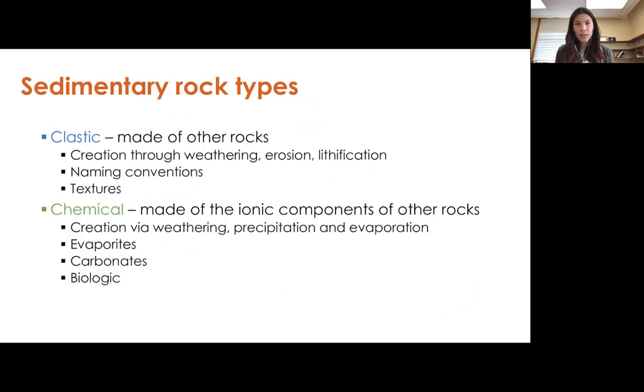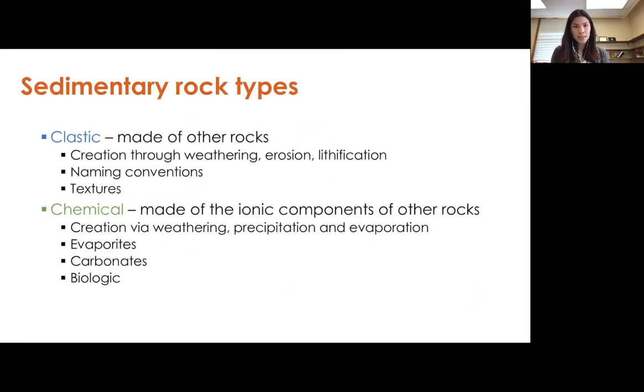All right, so moving on to sedimentary rocks, we have two main types of sedimentary rocks that we'll cover today. The first are clastic rocks, and these are sort of the traditionally thought of sedimentary rocks. They're made of other rocks that have broken up through weathering and erosion, and then they've been lithified into a sedimentary rock. So we'll go over that creation. We'll go over how we name different rocks. They're all sedimentary rocks, but have their own unique names depending on the size of those other particles and depending on the textures.